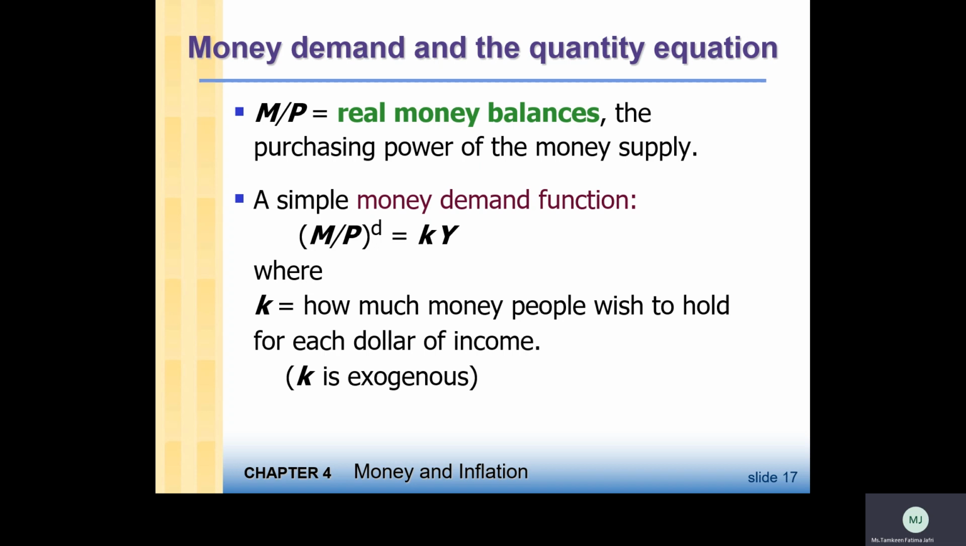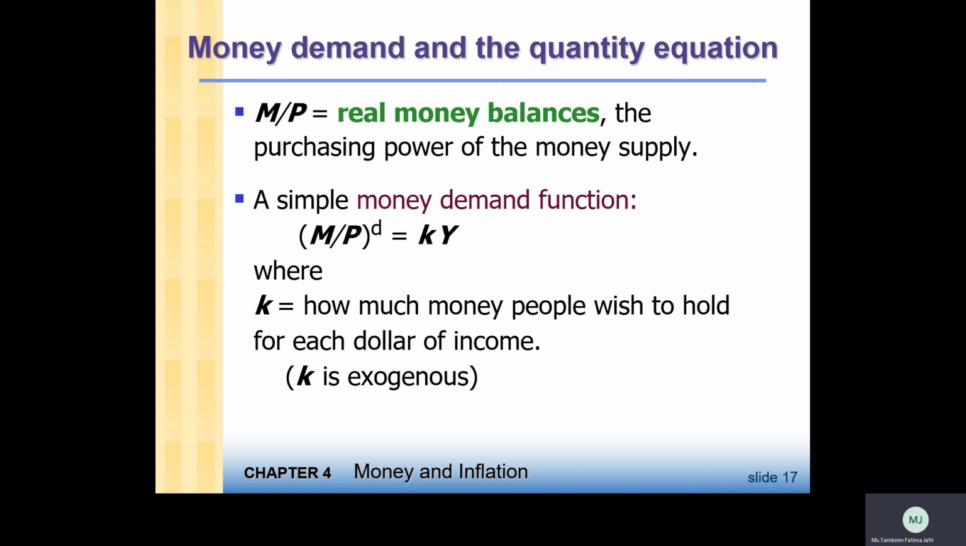Now, if you look closely at this equation, we also have a constant term here, which is K. And what is K here? It is how much money people wish to hold for each dollar of income. So if you take the differential of this real money demand with respect to Y, you would get K. So what is the interpretation of K? It measures by how much money demand is going to change if Y increases by 1 unit. So with an increase in Y, money demand mein kitna farak padega?